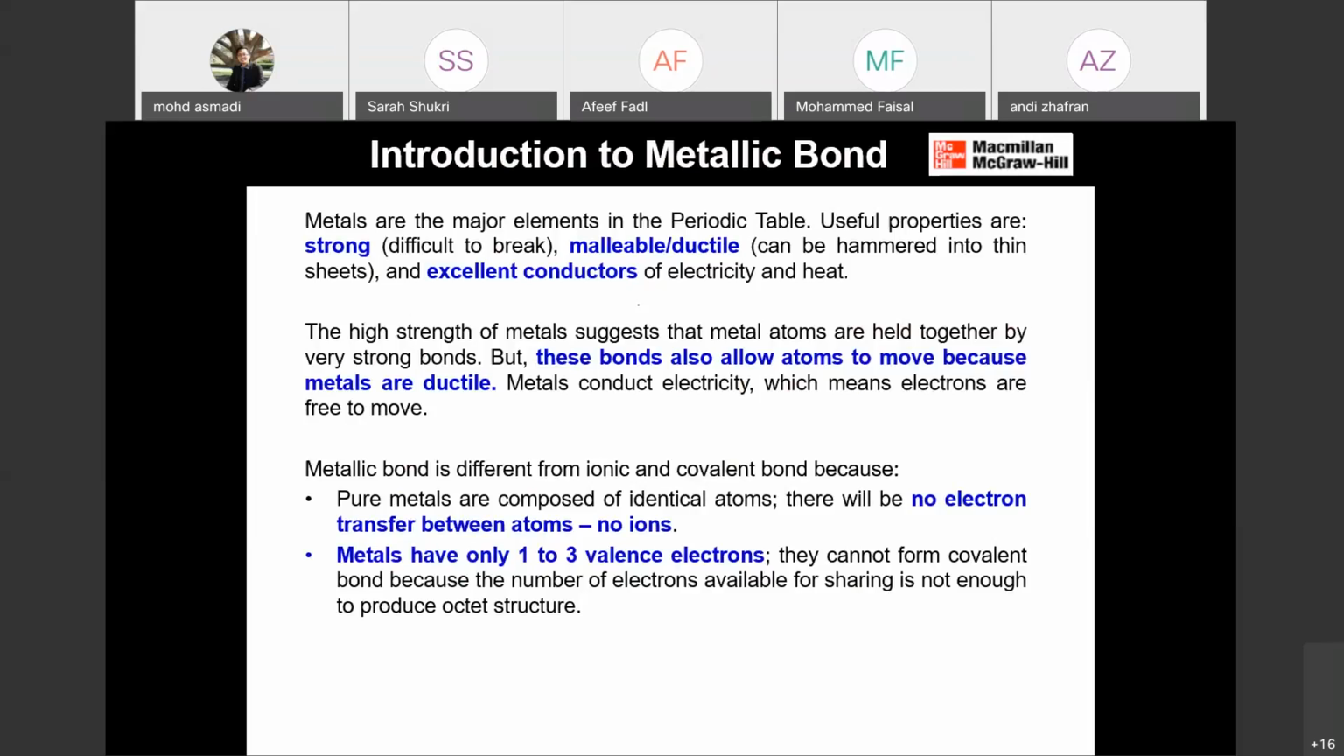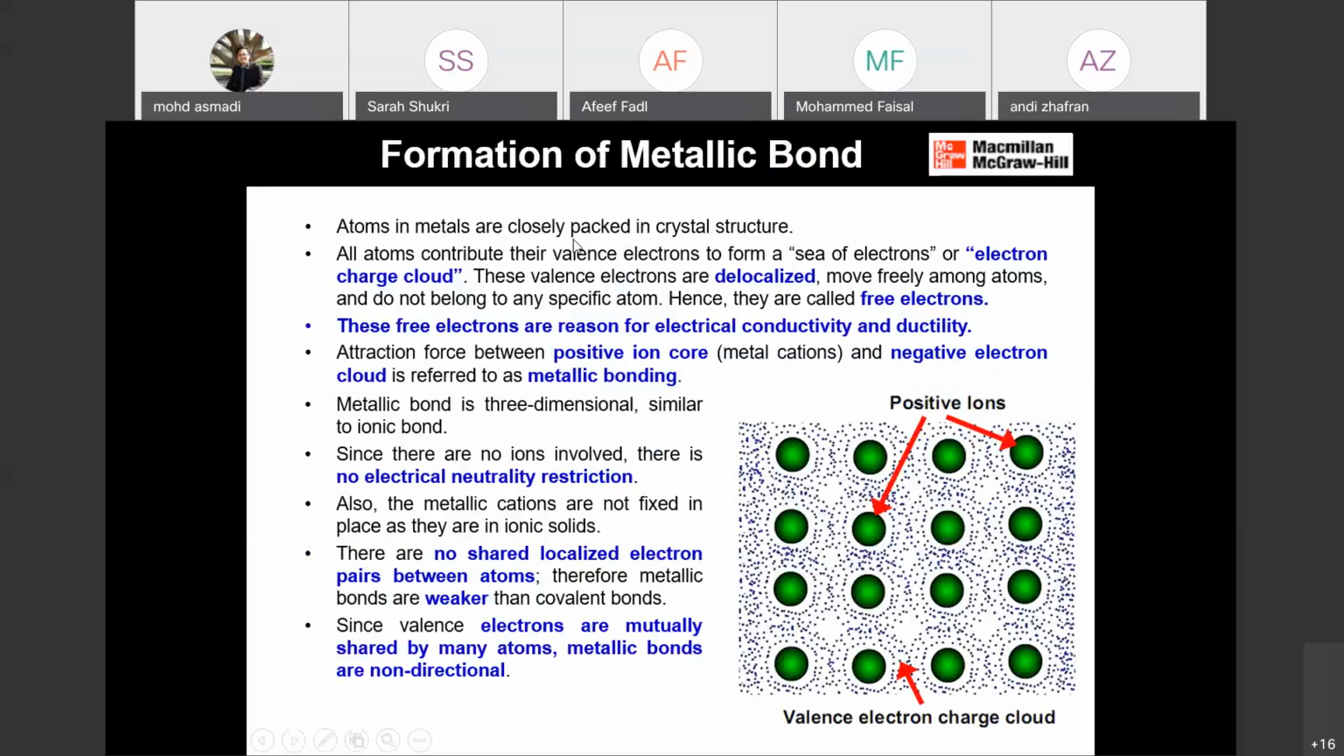Metallic bonding is different from ionic and covalent bonds. There is no electron transfer between atoms. Metals have only 1 to 3 valence electrons, like nickel. Atoms in a metal are closely packed in the crystal structure. This is what I told you about the cloud of electrons, or sea of electrons. It can move freely.